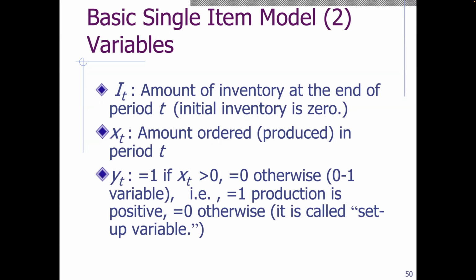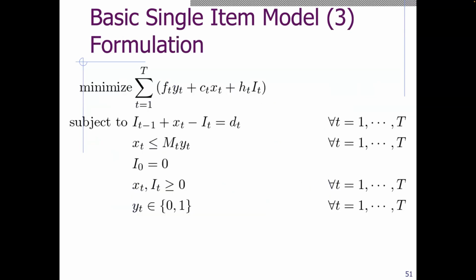X_t is the production amount in period t, y_t is a binary variable that is equal to 1 if the production amount x_t is positive, and is equal to 0 otherwise. This variable is sometimes called the setup variable. Using the notations introduced now, I can show you a mathematical programming, more precisely a mixed integer programming, formulation of the lot sizing model.